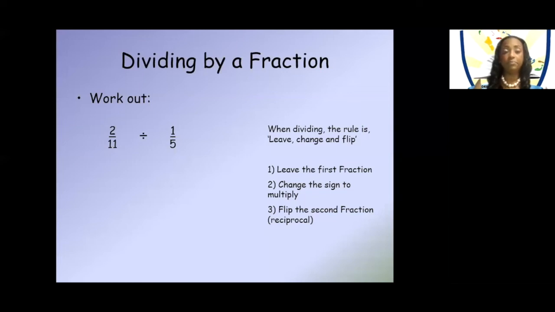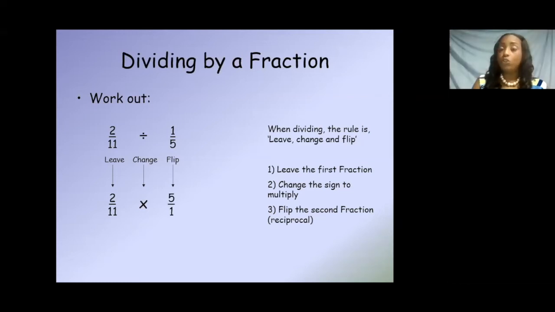Ready? Leave 2/11. Change the division sign to multiplication. Flip 1/5. That becomes, good job, 5/1. What do you do when you reach this point?